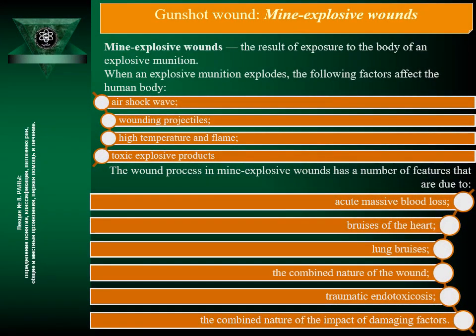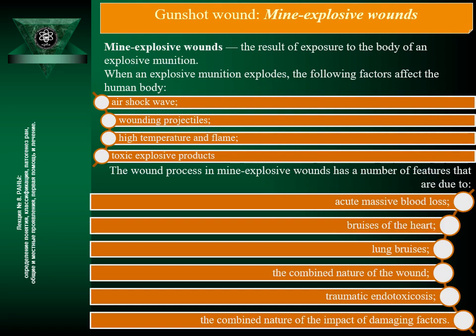Well, another type of gunshot wound, unfortunately, is a mine explosive injury. A mine explosive wound is the result of exposure to an explosive munition on the body. Why did I say the word unfortunately? Because, for example, a mine explosion injury is probably one of the main components of a terrorist act, which in itself is a social problem. Terrorism has been bothering our country and the whole world for many years.